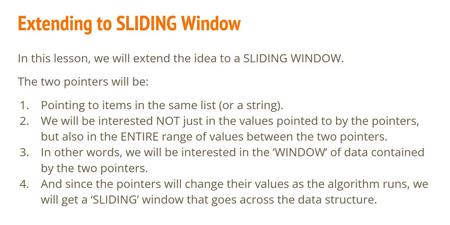So we are basically interested in the window of data that's created between the two pointers, and as the algorithm runs, the pointer values will change. This window will slide across the data to solve a certain set of problems. And that's why we call this a sliding window.